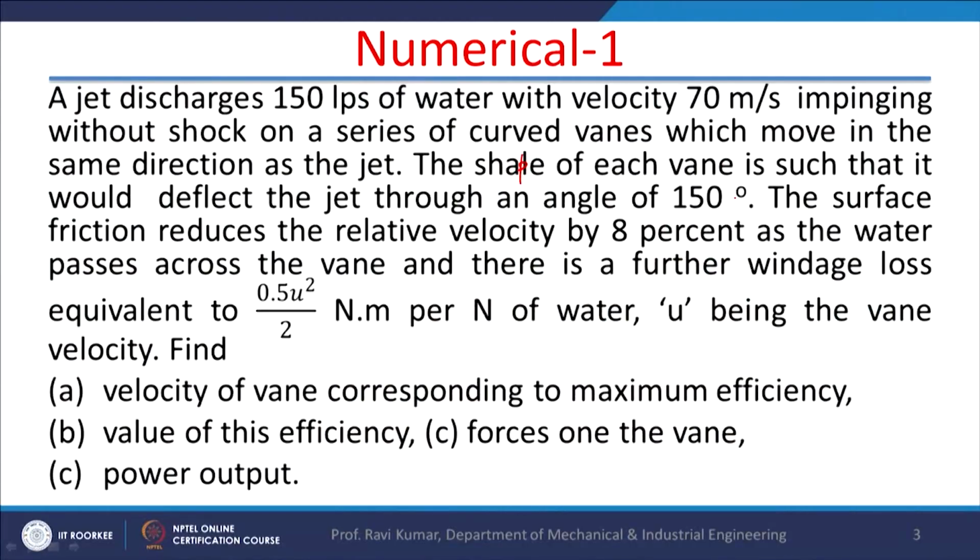The surface friction reduces the relative velocity by 8%, because the vane surface will certainly offer some resistance, and that will reduce the relative velocity by 8%. As the water passes across the vane, there is a further windage loss equivalent to 0.5 u square by 2 Newton meter per liter of water, u being the vane velocity. Find the velocity of vane corresponding to the maximum efficiency, the numerical value of this efficiency, the force on the vane, and the power output.